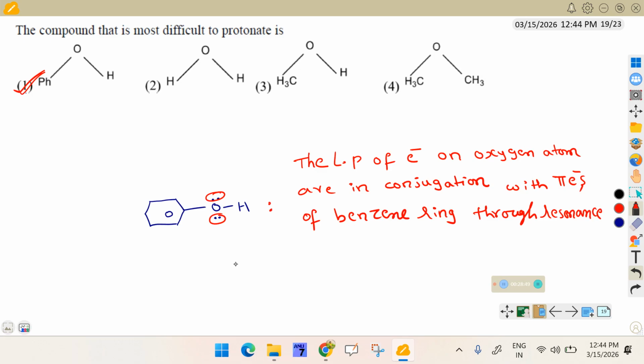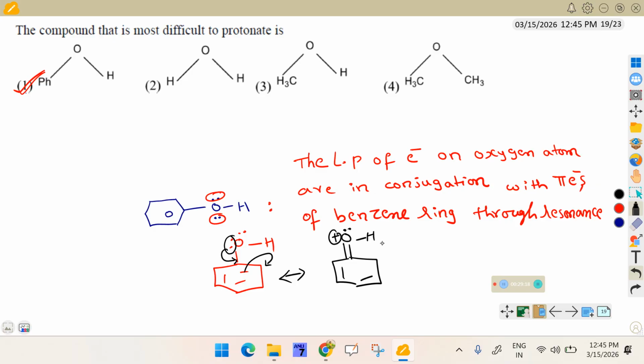See, how is it? This is phenol, lone pair of electrons. Because of its donating nature, it can donate. Immediately the pi bond is delocalized. So resonance is possible. That's the reason phenol is most difficult to protonate. Correct option is the first option.